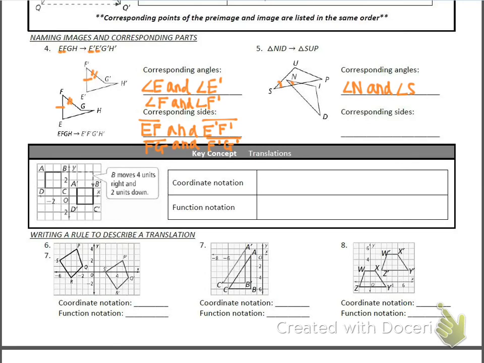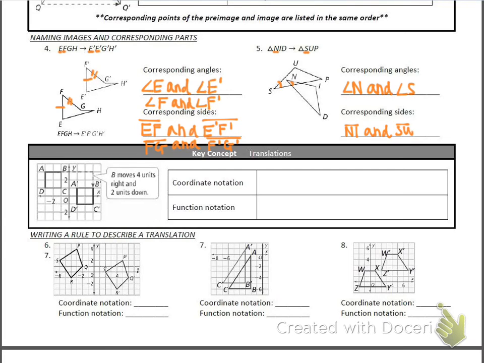And how did you know that? Who can tell me? Christian, how'd you know? Yeah. S and N are in the same spot, and when we list them, they're listed in the same order, right? So the corresponding vertices are listed in the same order. So then let's do side NI. Which side is corresponding to segment NI? SU, good.